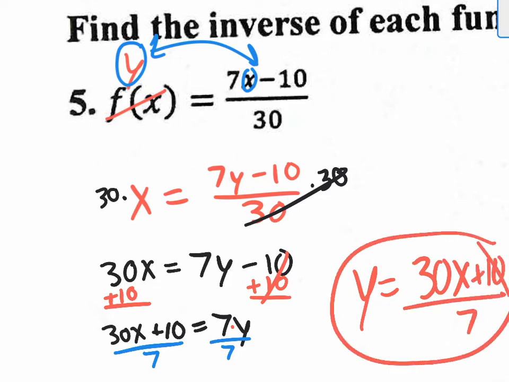And on the multiple choice, you're probably not going to see the y. Since it was given to you as f of x, they're going to show it to you as f with that little negative 1 up there. Inverse.